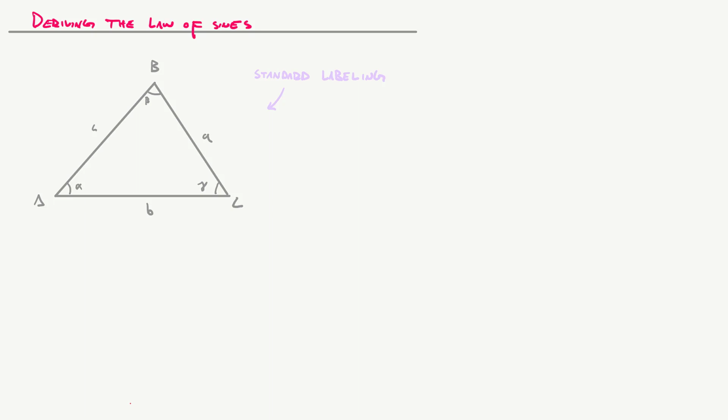The only difference now is there's no right angle, and side C is opposite angle gamma. But otherwise, beta is always opposite side B, alpha is always opposite side A, and then we label the vertices A, B, and C, and they have alpha, beta, and gamma as their vertex angles. Okay, that's standard labeling. What I'm going to do is drop an altitude, without loss of generality, from vertex B.